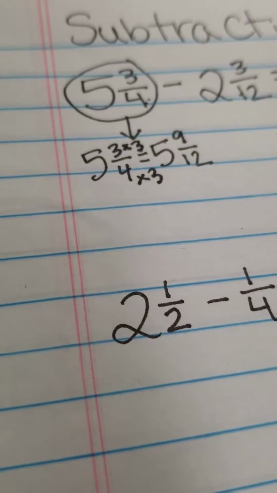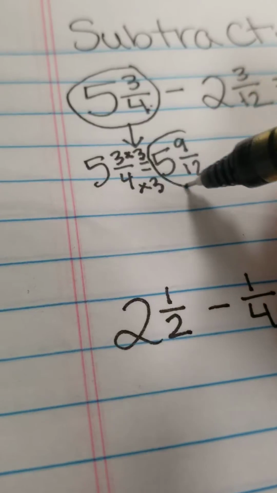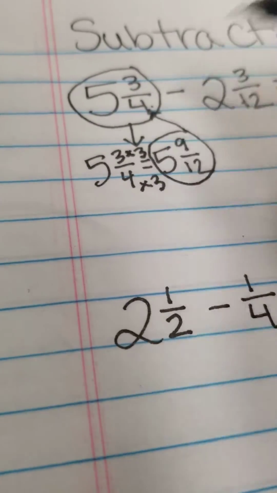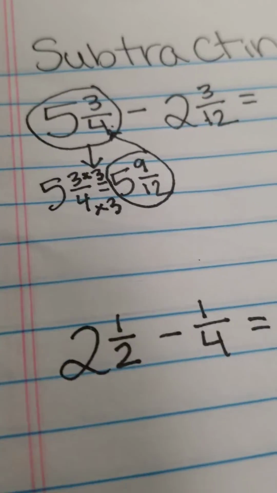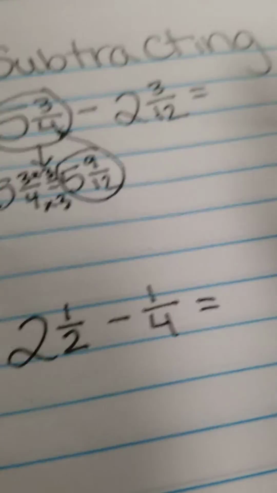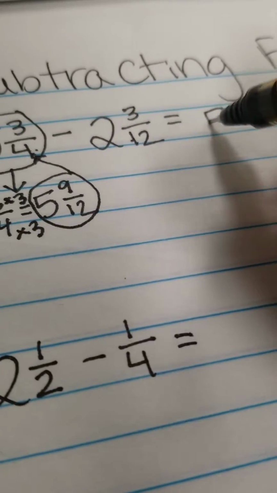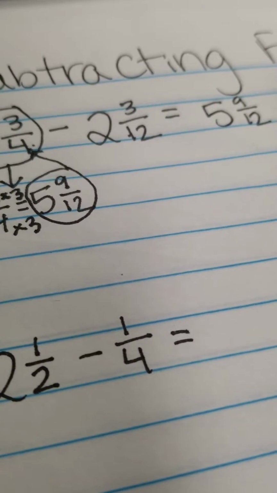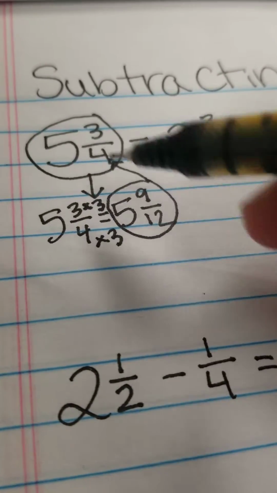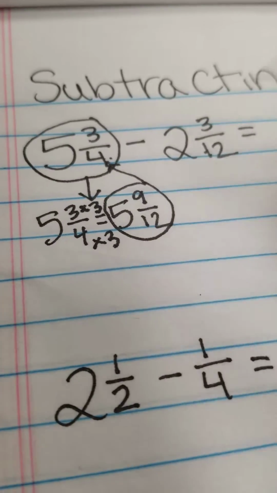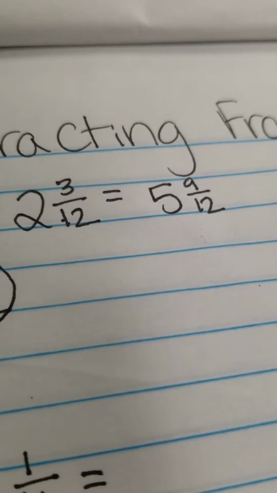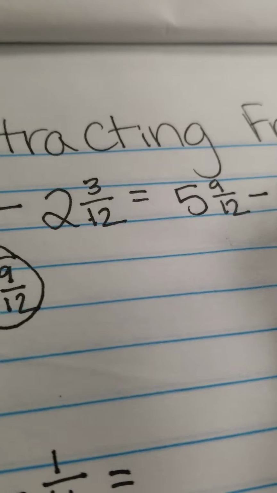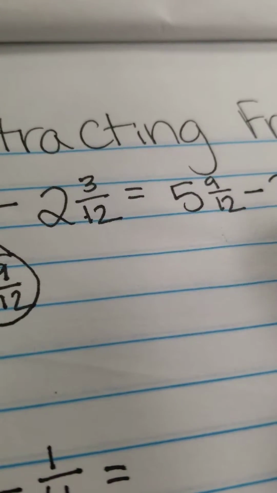Now I have my numerator, and this is going to be my new number that I'm going to trade out for that old number. Okay? So I can rewrite my equation to help me. My new number is 5 9/12. It's not a different number. It's equal. These two are equal. It's like trading out 4 quarters for $1. So 5 9/12 is my new number minus 2 3/12, my original number.